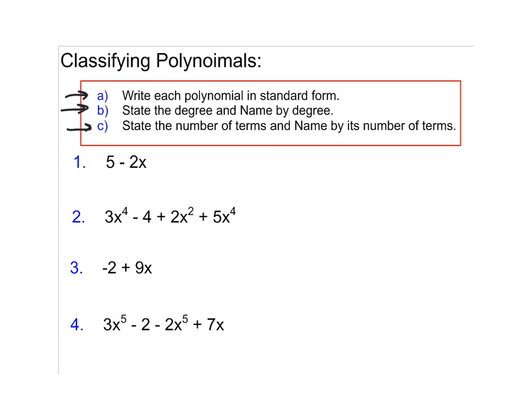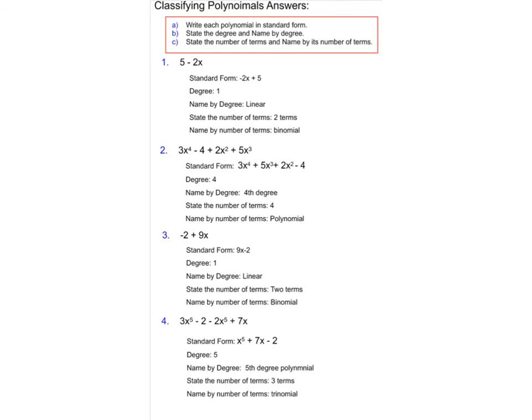Now that you have your table filled out, you can check your answers right here. Here are the answers for you to look at. I hope there are no mistakes here. Let's look at number 2. I'll go over that and then we can talk more next week.